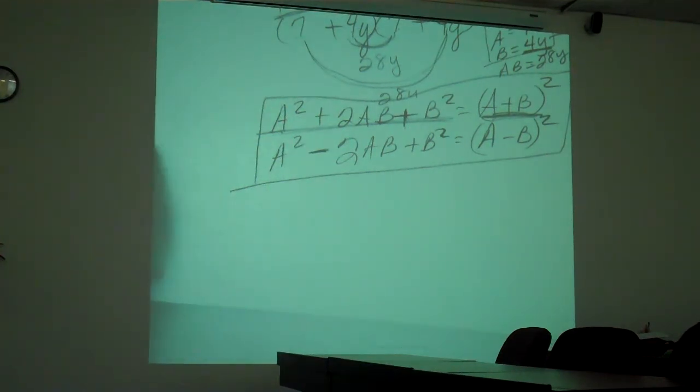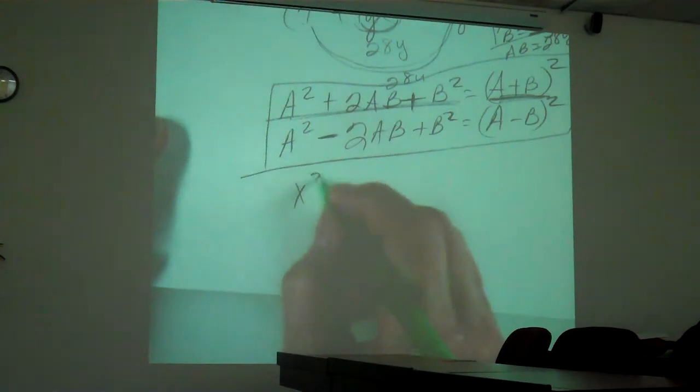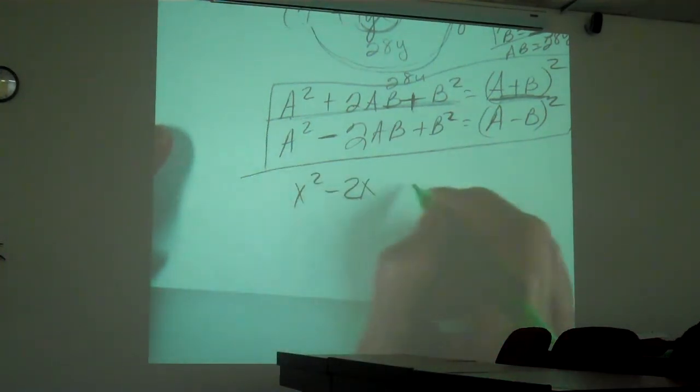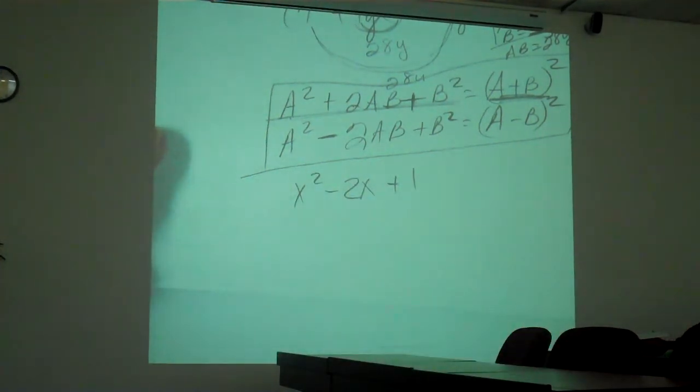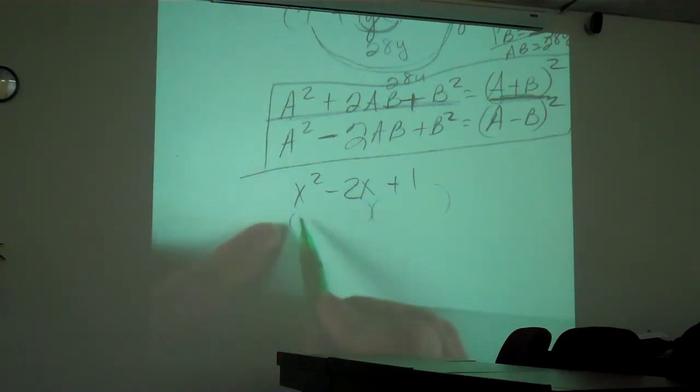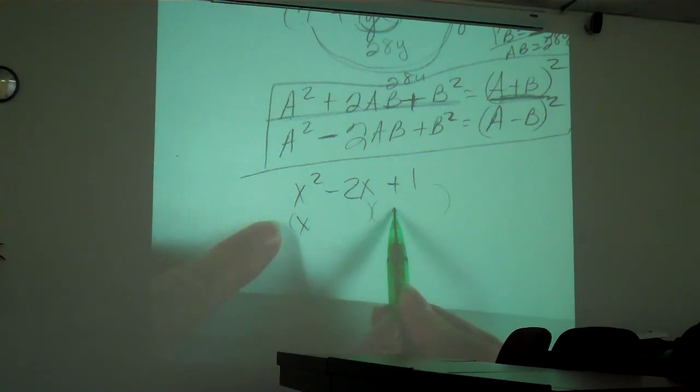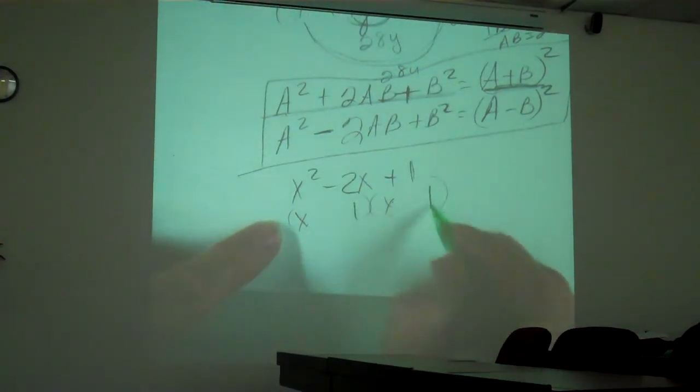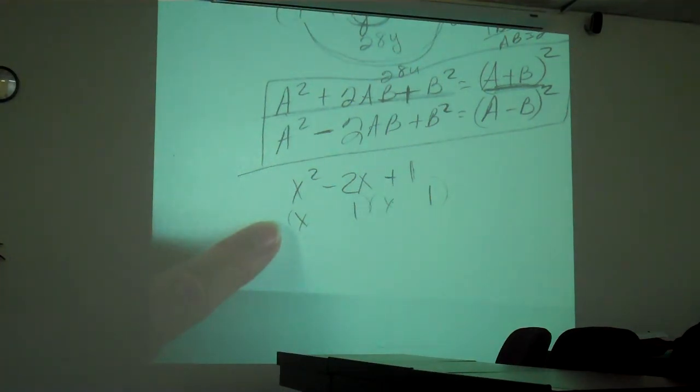Let's do x squared minus 2x plus 1. You can factor it into 2 terms, or you could just recognize, okay, we know it would be x and x, right? And we know it's going to be 1 times 1. Is that going to give you that middle term?